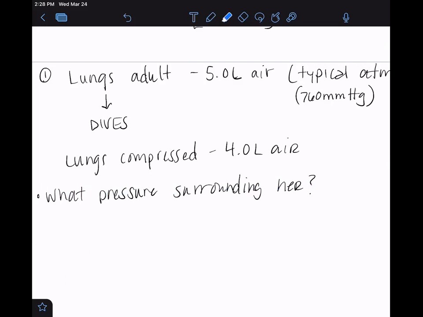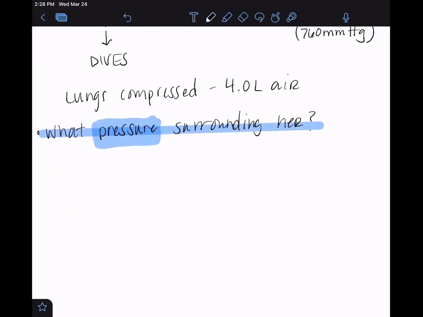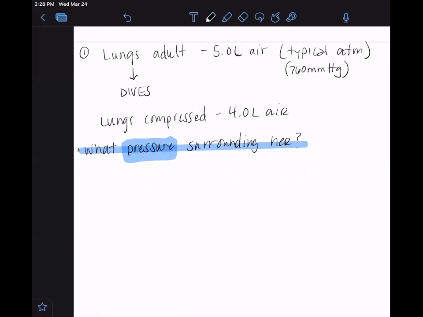Okay, so this is what we're trying to solve here. What is the pressure? Key thing here is the pressure. So if I were you, the first thing that I would do is list my knowns. Okay, so what we know.